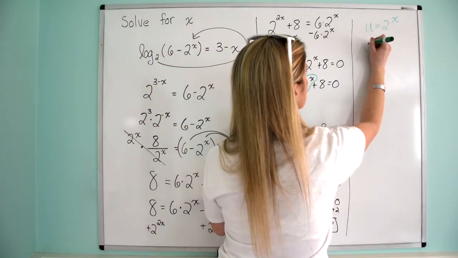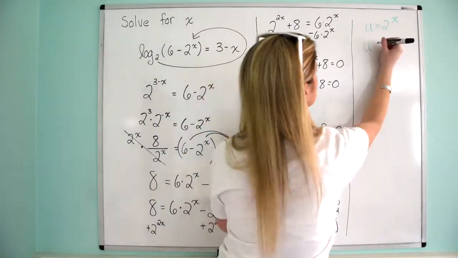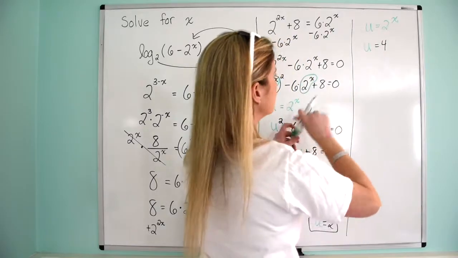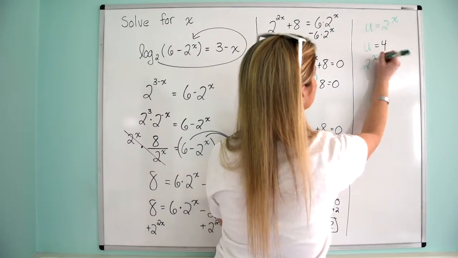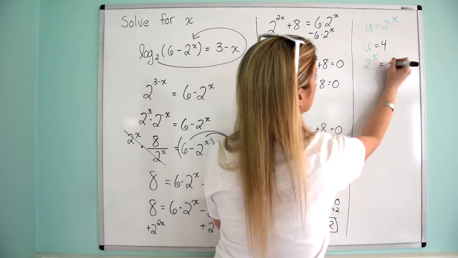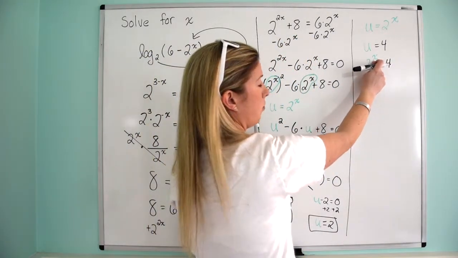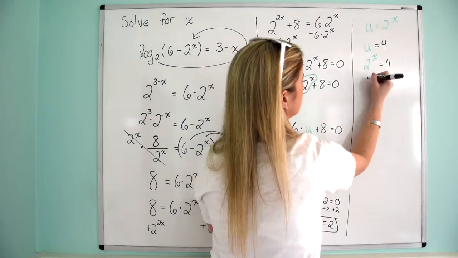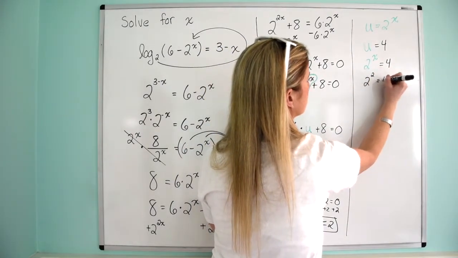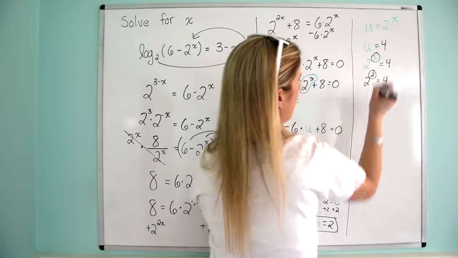So if I say u equals 4, okay, that means I'm saying 2 to the x, okay, equals 4. So then you ask yourself, 2 to the what will give me 4? Well, that's easy. That's 2 squared, right? Equals 4. So therefore, x must equal 2.